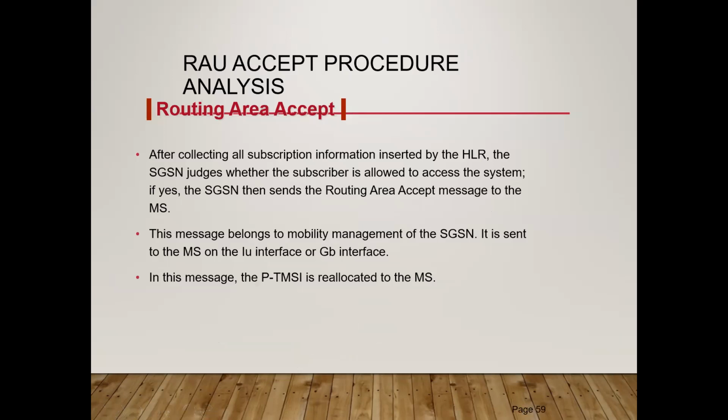Routing area accept procedure. So now routing area accept is going to be after collecting all the subscription information inserted by the HLR. The HLR subscription thing has been missed here, but that has been missed because it's already covered in the attached one. So it's going to be the same. You're going to send an update location to the HLR, and in that you're going to send the new SGSN IP address, its new context information, and the IMSI.